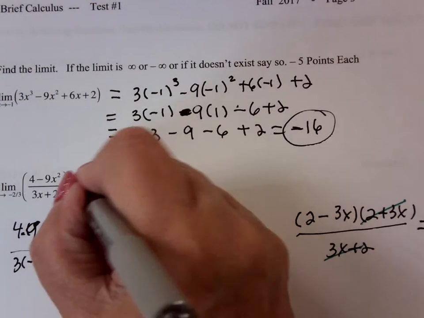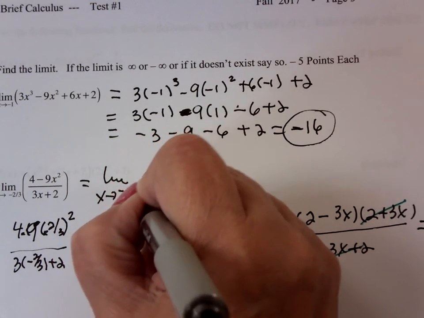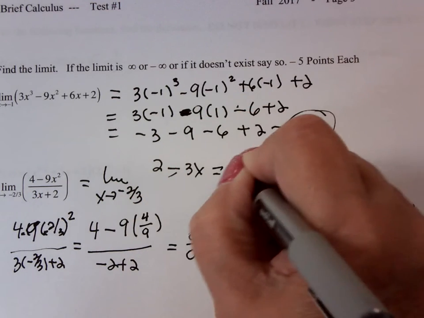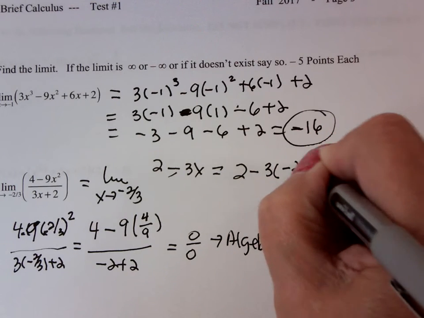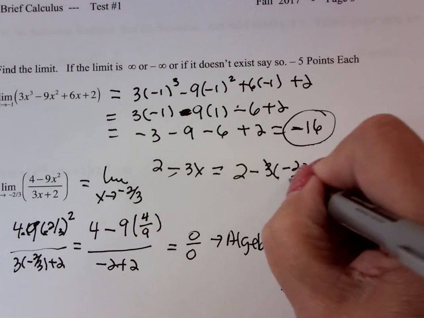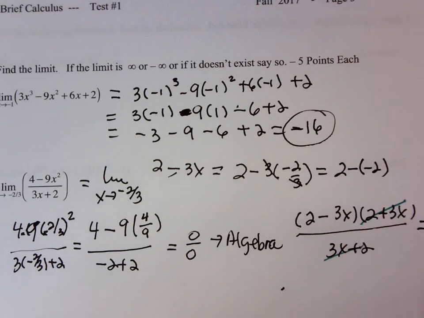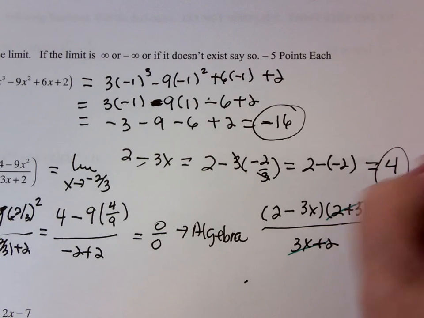So now I'm going to take the limit as x approaches negative 2/3 of 2 minus 3x, which is 2 minus 3 times negative 2/3. The 3's reduce out, which is 2 minus a negative 2. 2 minus a negative 2 is a positive 4.